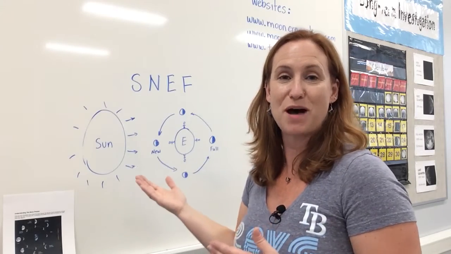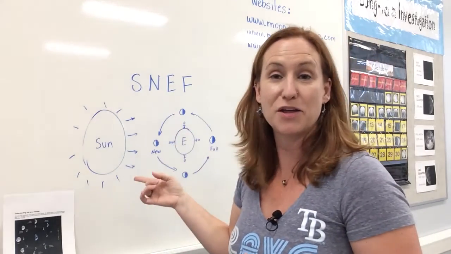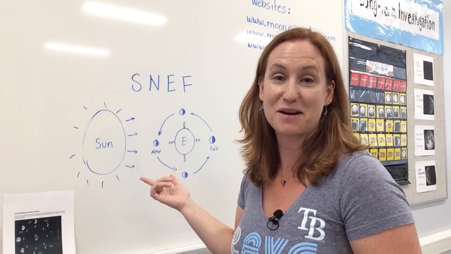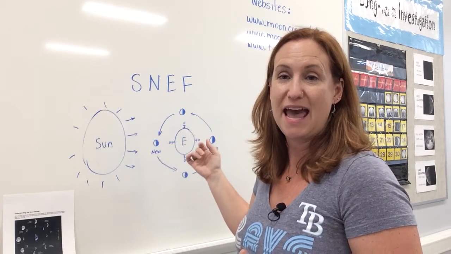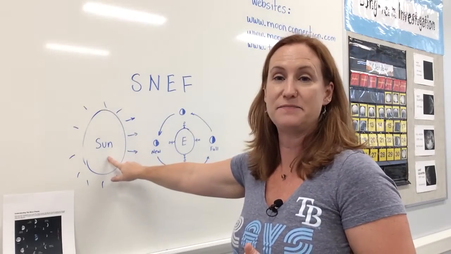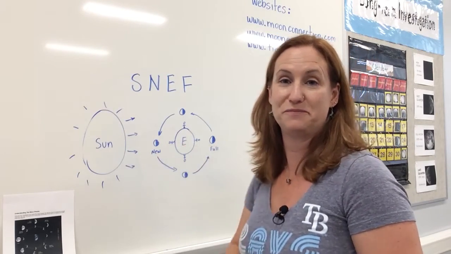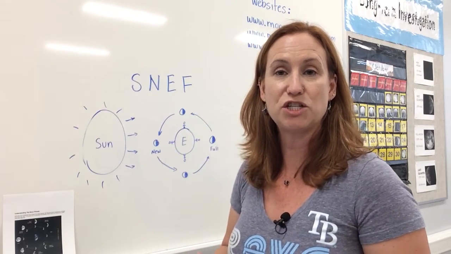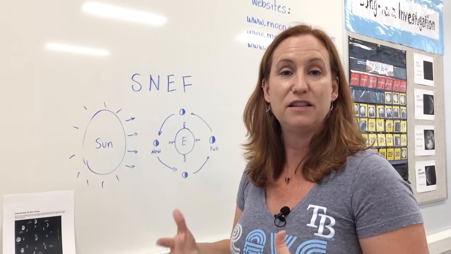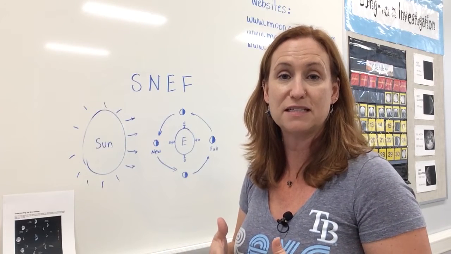So this is one of the models that I like to use with my students. Another science teacher showed it to me and I thought it was a really great idea, so thanks, Terry. This is called SNEF, and it stands for Sun, New Moon, Earth, full moon. And I like to use it with my students to help them remember the relationship between the sun, the earth, and the moon, and to help learn the moon phases in order.